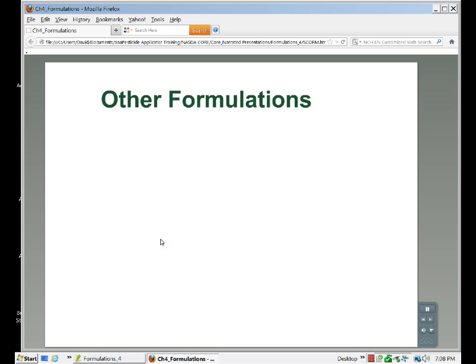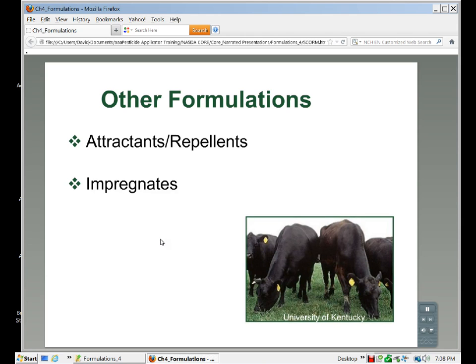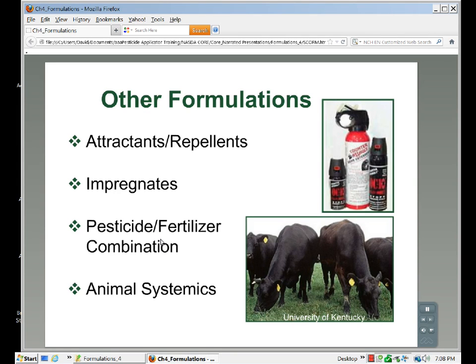Again, any product that controls a pest is a pesticide, so attractants and repellents are pesticides and can be formulated in many different fashions, from aerosols to odors formulated in traps. Some pesticides are impregnated onto surfaces such as plastic or granules. Flea collars and cattle ear tags are good examples of pesticides impregnated onto a surface. Pesticides, usually herbicides, are pre-mixed with fertilizer to achieve feeding and weeding with the same application. Animal systemics are also formulated pesticide products.